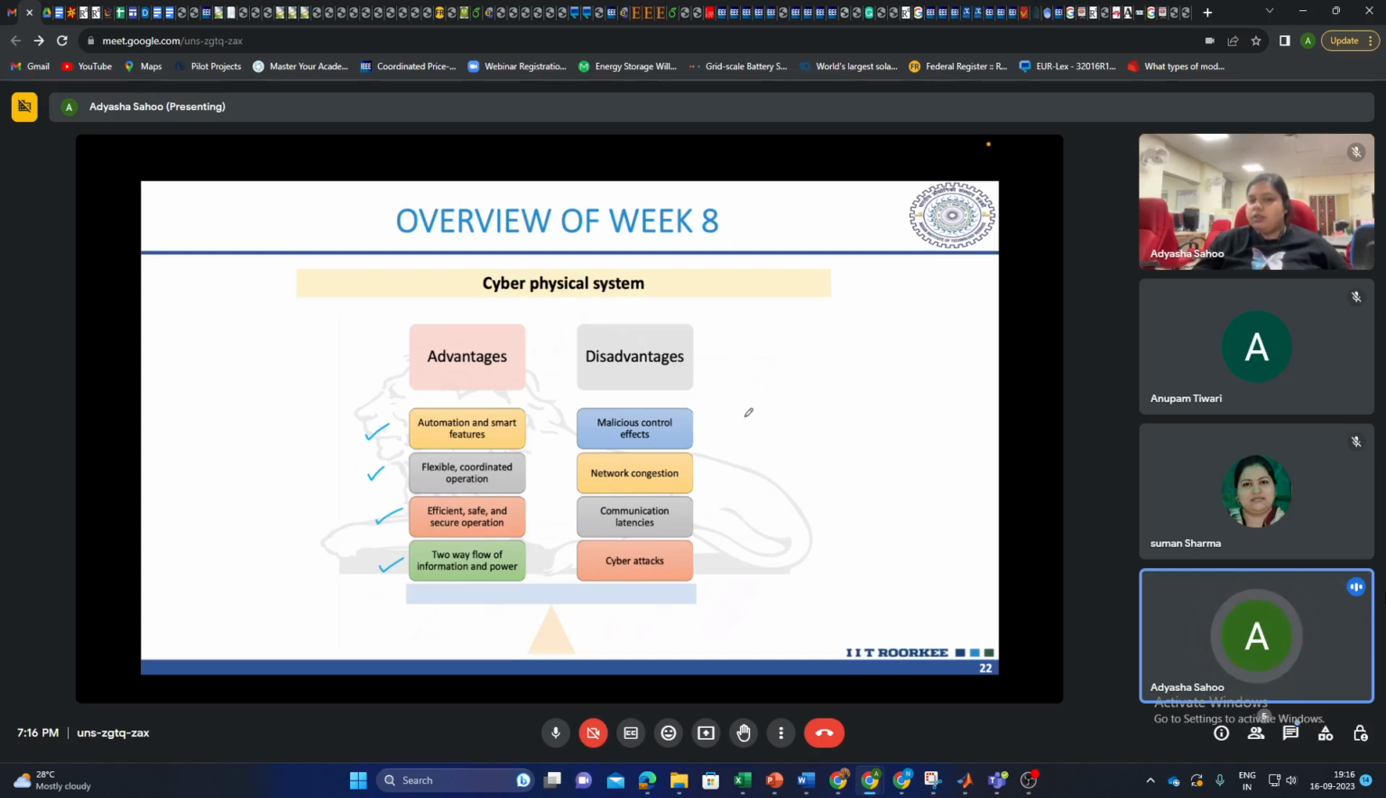But coming to the disadvantages, the malicious control effects which I discussed previously may happen. There may be network congestion because of the flow of an excessive amount of data or information. There may be communication latencies, basically a drop, or if the information is not passed at the right time, there may be some lag or delay in this process, and that is latency. If there is a delay in the information received, that may hamper the control that we are getting. And lastly, cyber attacks. If there is an attack in the communication system, it will hamper our physical system.